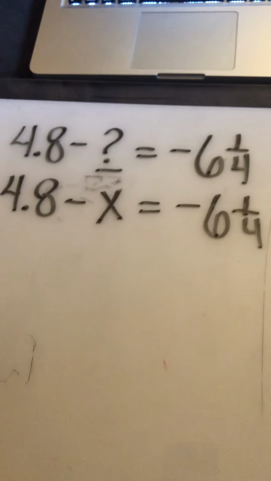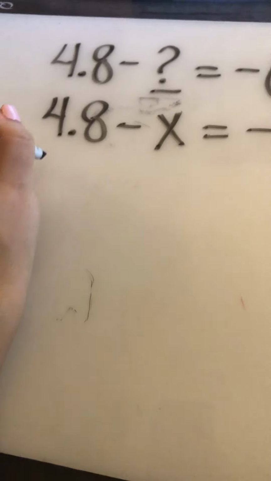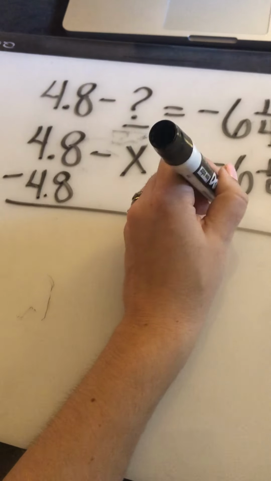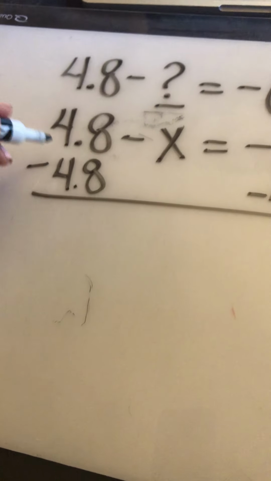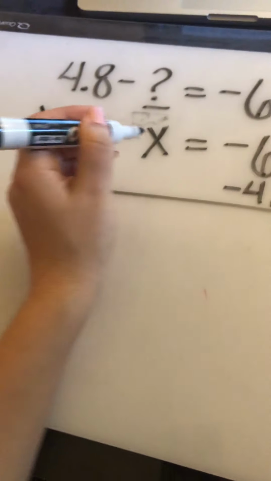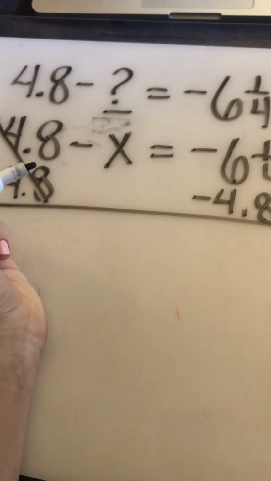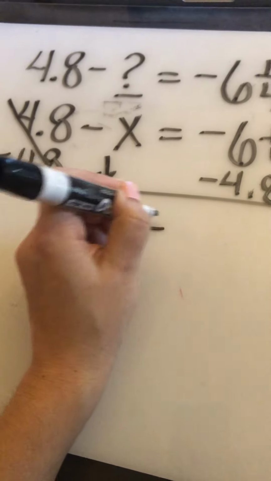And now I'm going to solve this like I normally would. I'm going to inverse my constant, which is positive 4.8. So I'm going to subtract 4.8. Whatever I do to one side, I do to the other. So these two 4.8s will cancel out. I bring down not only x, I'm going to bring down -x because that minus is there. So now I'm left with -x equals.